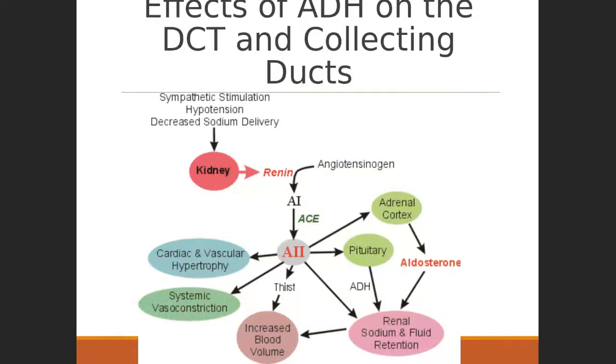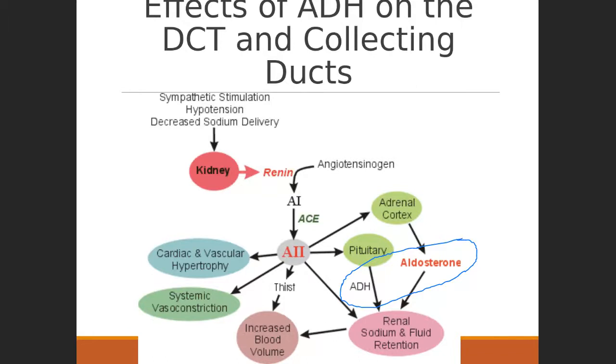This is a diagram that had popped up in one of our previous discussions, but I want to bring it up again because at the time we said, ADH and aldosterone, we would get into that a little bit closer once we looked at the structure of the nephron. But now it's important that we start tying mechanisms together.